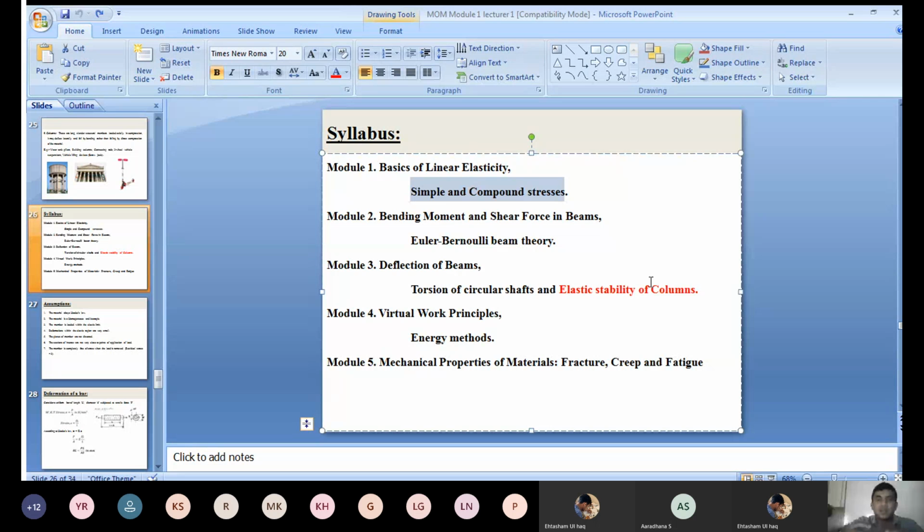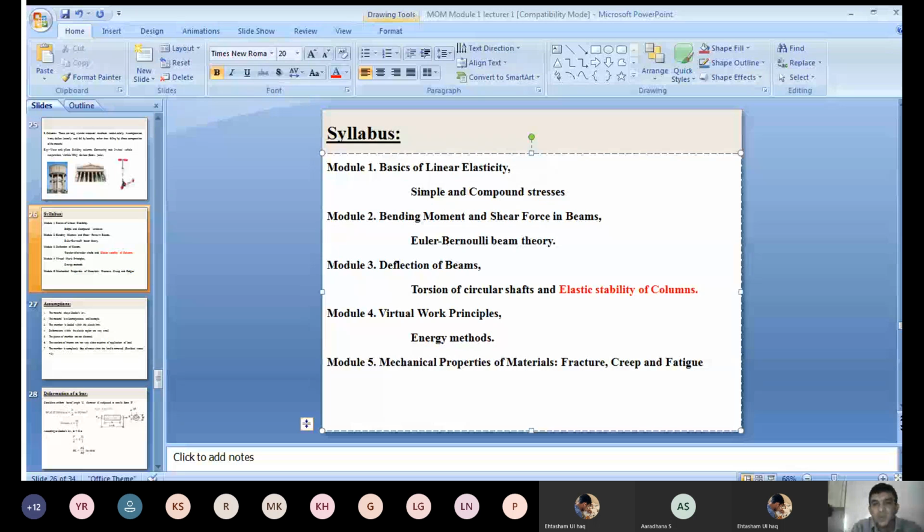In the first module, we are going to discuss what we mean by stress, strain, types of stress, types of strain, and the mechanical properties of materials, right? Then the stress strain relationship, then the stress strain diagram. Then how to calculate the stresses and deformation. What type of component will we consider here? We will consider only bars.